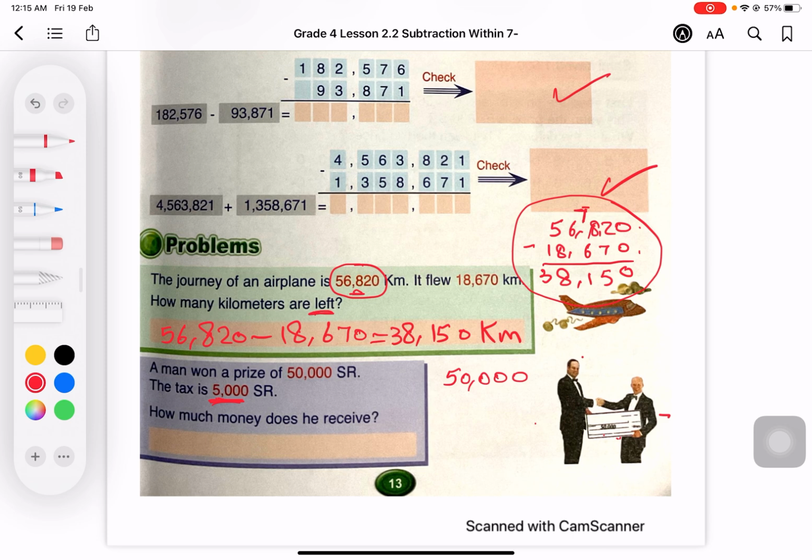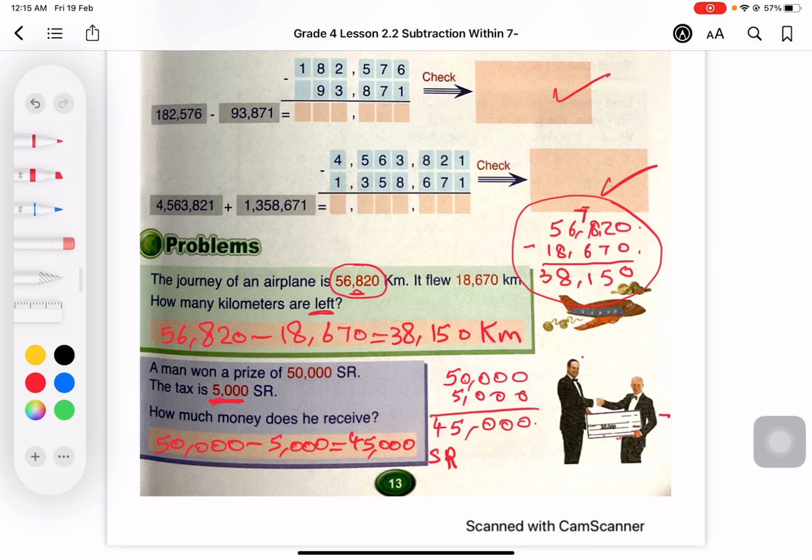5,000. Look how I arrange. The 5,000 has 3 zeros. And the 5 should be here. Now, all the 3 zeros will go down. This 0 will become 10. 10 minus 5, 5. This 5 will become 4. So, I will write it now horizontal. I will write 50,000 minus 5,000. The answer will be 45,000. And I will write my unit riyal.